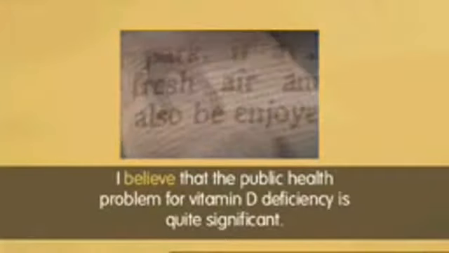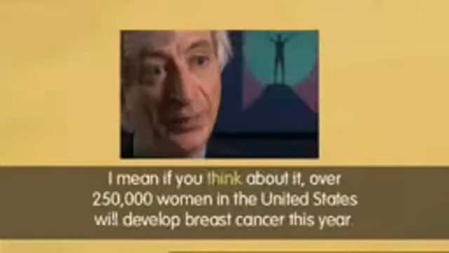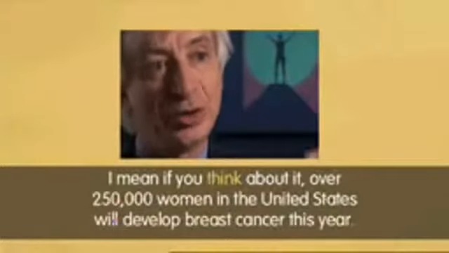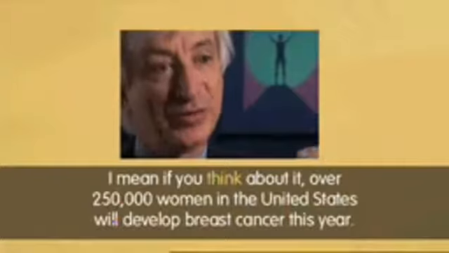I believe that the public health problem for vitamin D deficiency is quite significant. I mean, if you think about it, over 250,000 women in the United States will develop breast cancer this year. Something like 50,000 will die.